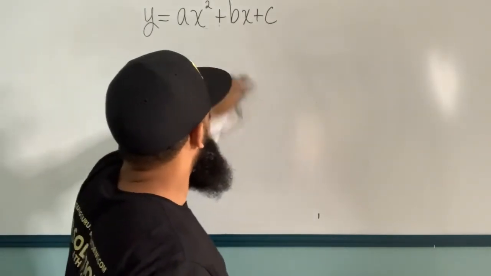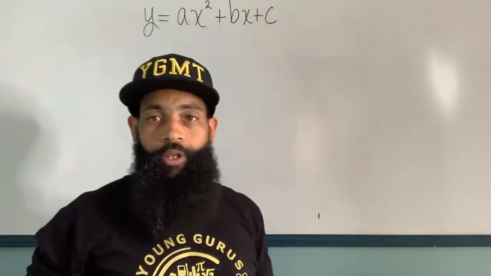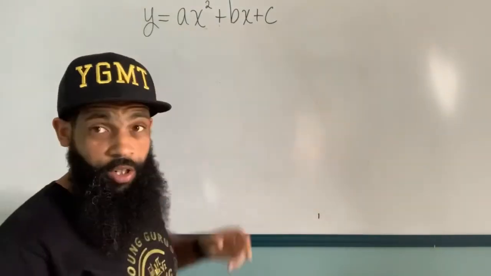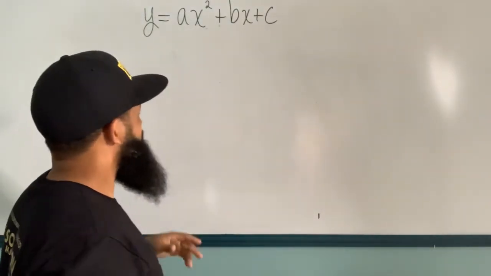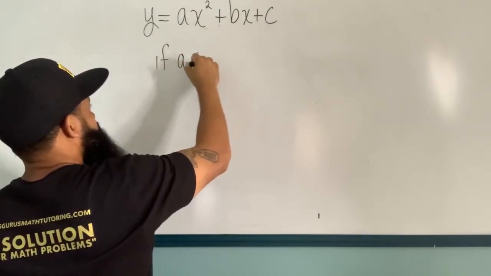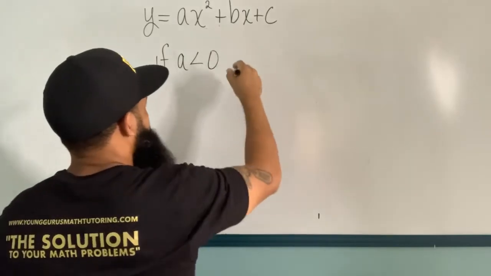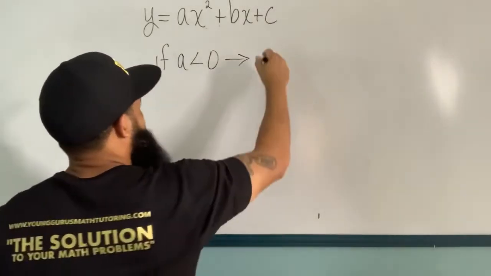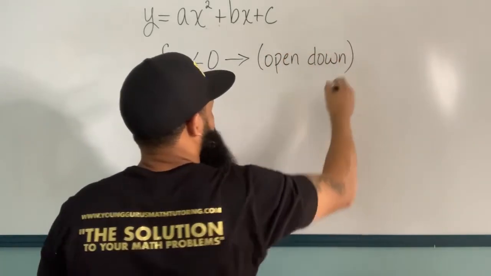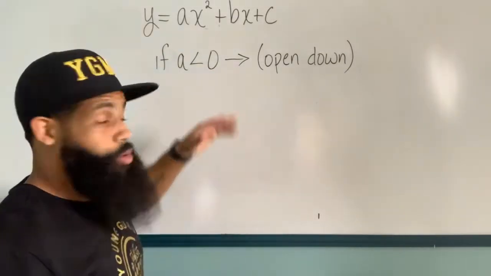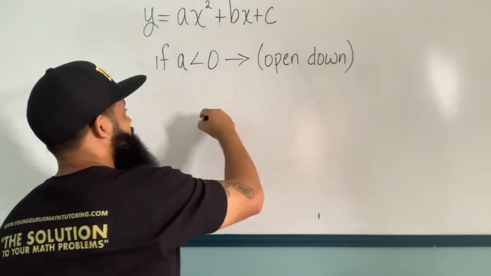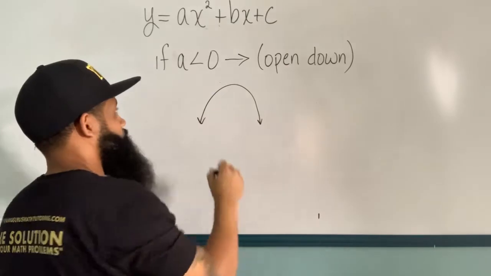Now, let's talk about how we know whether it's going to look like the U or the N shape. First of all, we have to look at this a term, the leading coefficient. If a is negative, so if a is less than 0, then it's going to open down. If this number right here is a negative number, that graph is going to open down. So it's going to look like this. So that's when a is negative.